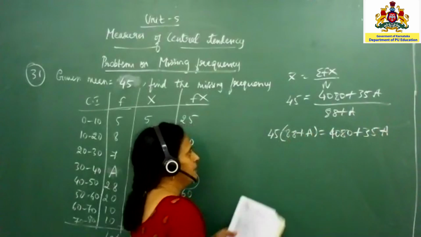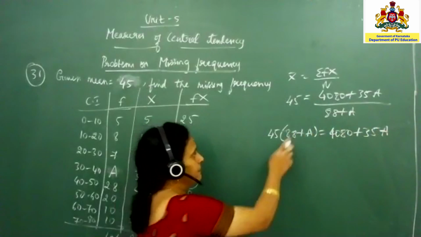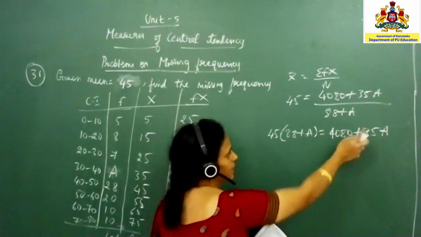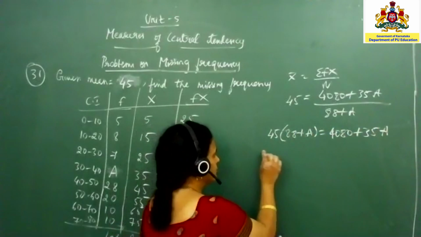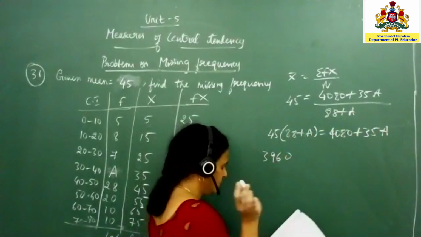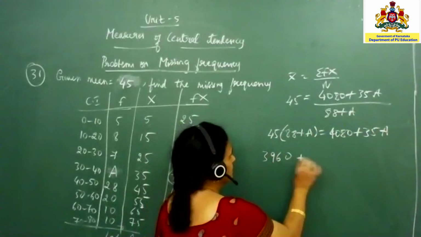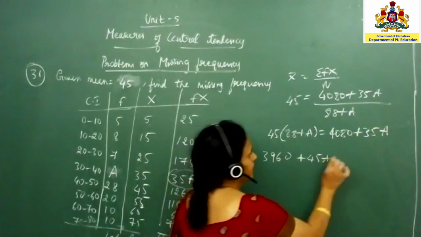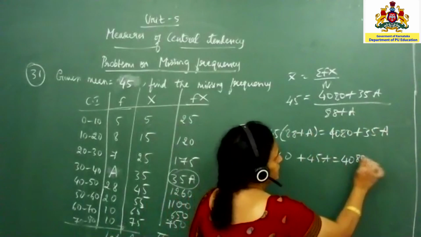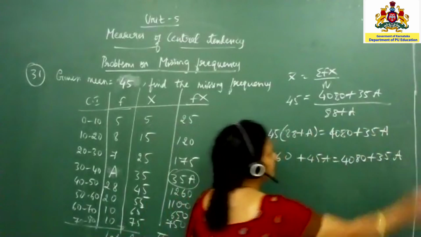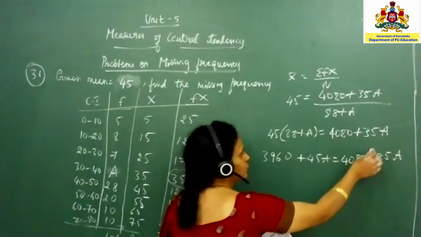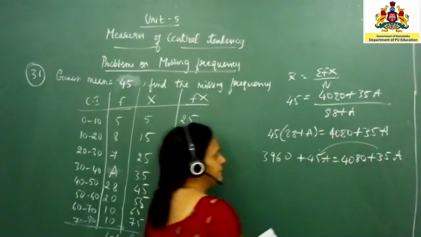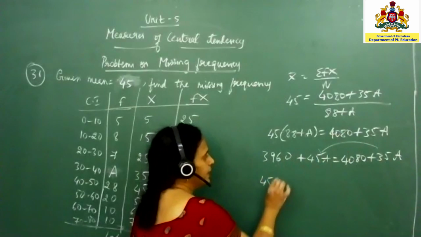Again I should multiply 45 into 88 plus 45A. You are getting 4080 plus 35A. So that the values will be 3960 plus 45 into A is 45A equal to 4080 plus 35A. Okay. Again, similar procedure, all A to one side. So this will be moved to the left side. So here 45A is there.